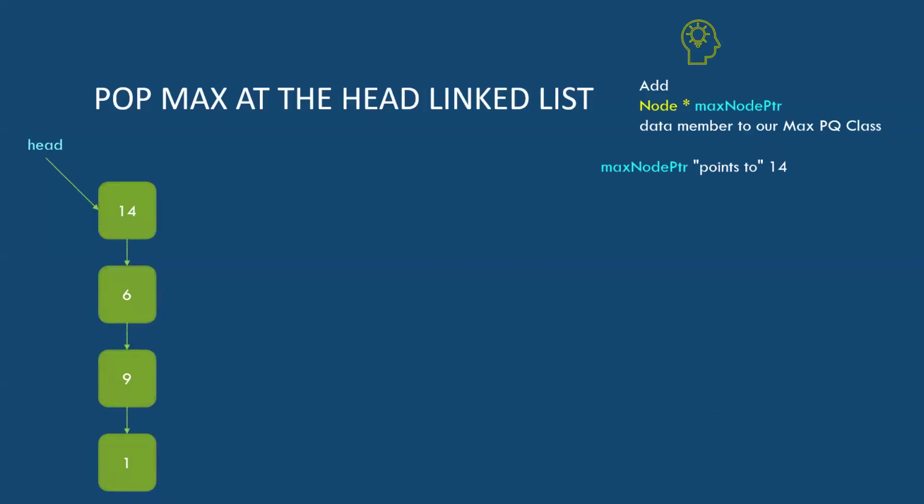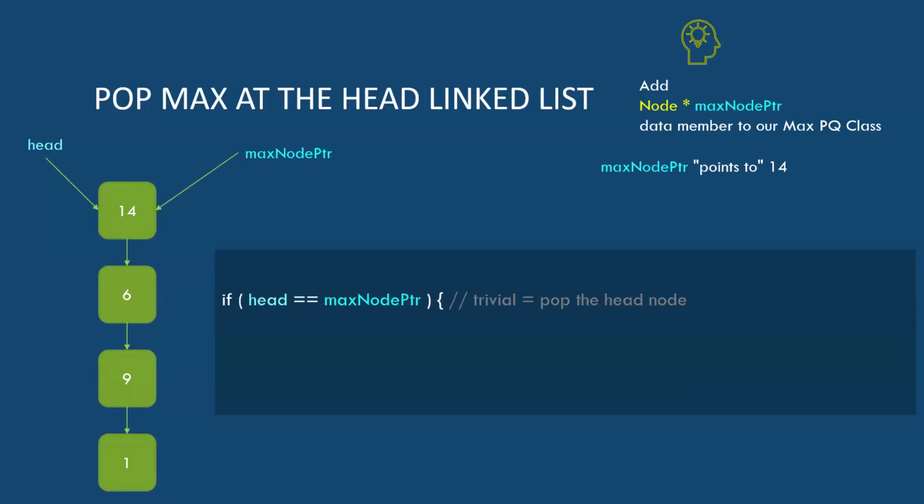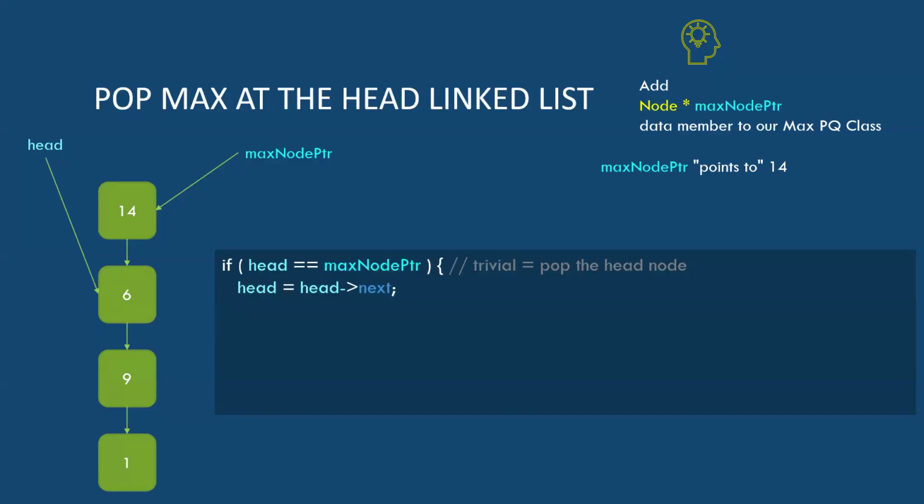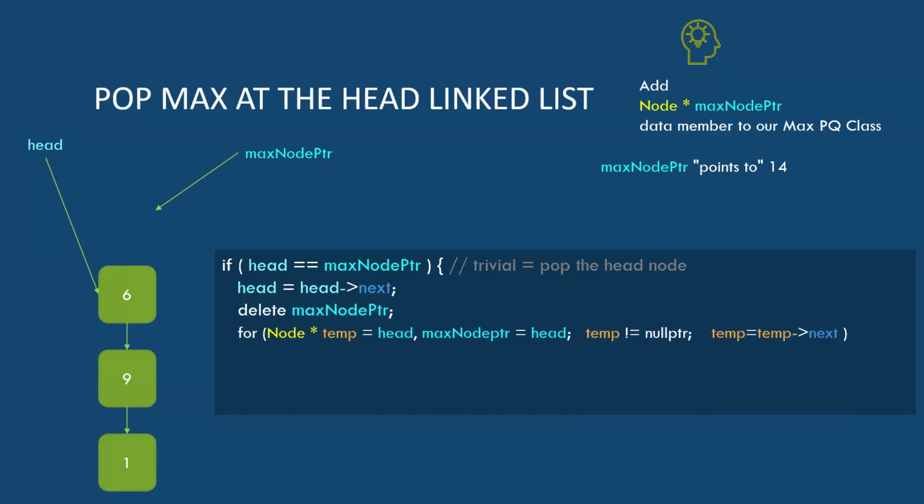So here, if I wanted to pop, all we've got to do, and we've seen this before, is say head equals head next if our max node is at the head, and then we can delete the max node. That's the easy situation, right? Otherwise, we have to go through and find the maximum value. We're going to go searching, and it could be anywhere in our list.